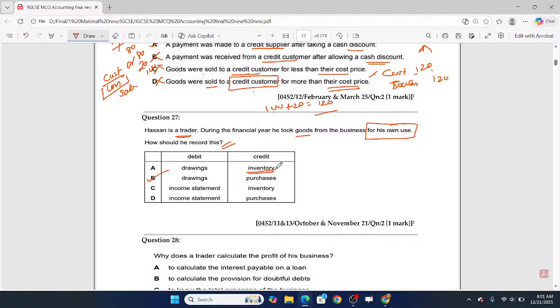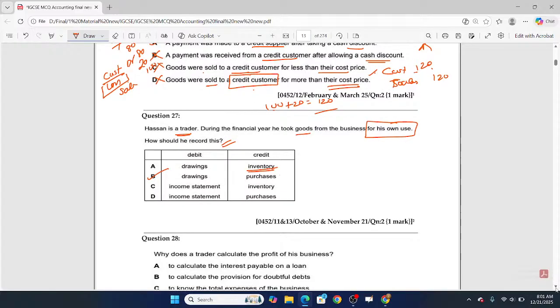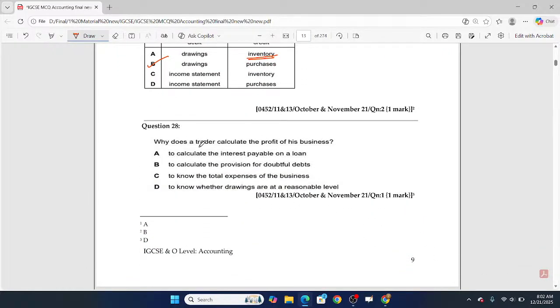Don't say inventory. In transactions, we don't use the term inventory. Predominantly, inventory on sale will be named as sales. On purchase, it will be named as purchases. Right. 28. Why does a trader calculate the profit of his business?